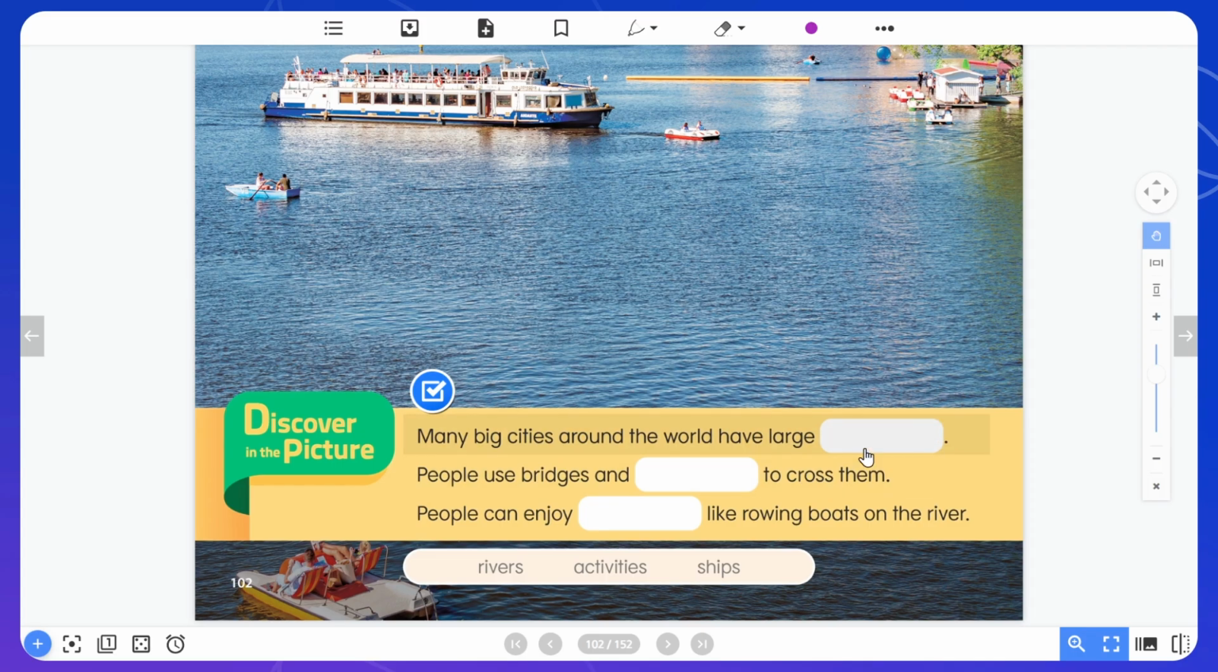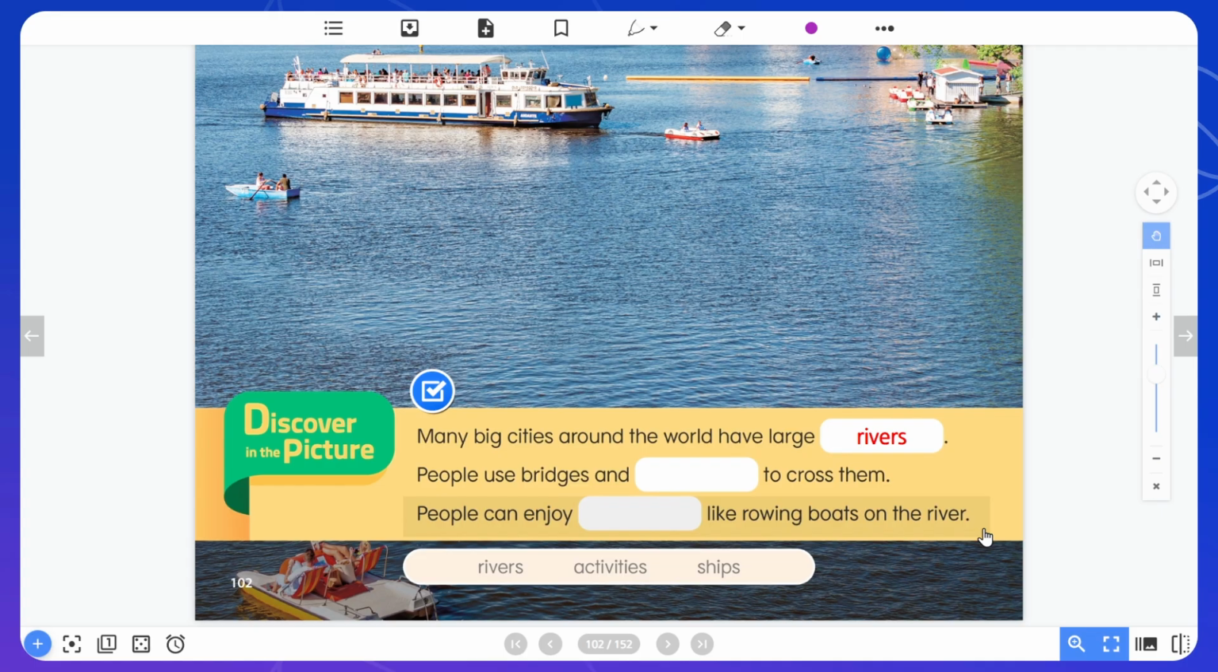Many big cities around the world have large activities. Can activities be large and small? Yes, but does that make the most sense here? I don't think so. What about ships? Do many big cities around the world have large ships? Maybe. But are ships used for cities? Not really. Ships are used more for oceans and rivers and lakes, right? So I think the correct answer is rivers. Many big cities around the world have large rivers.